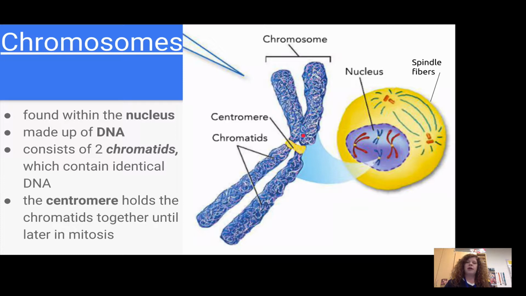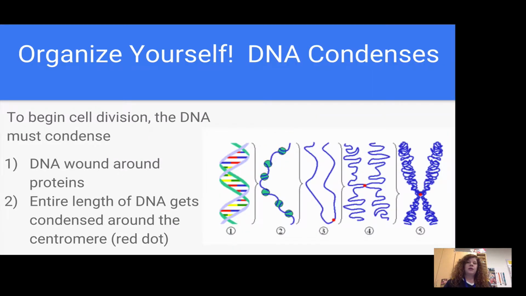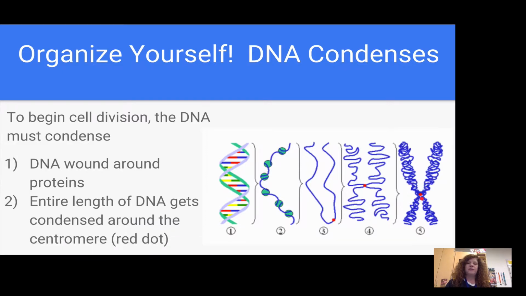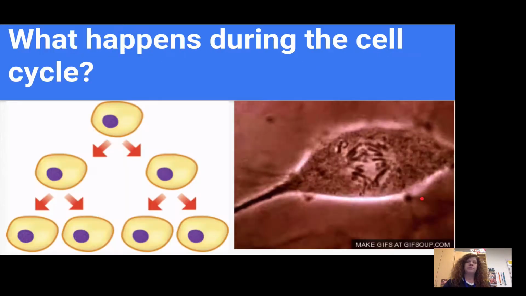Chromatids are held together during the process of mitosis, and then they split apart, but they're held together by something called a centromere. Right there's a centromere, and that holds the chromatids together until later in mitosis. So what happens? Well, to begin mitosis, the first thing that has to happen is the DNA has to condense. The DNA is wound around proteins, and then the entire length of the DNA gets condensed around that central dot here, or central centromere, which is the red dot there in the image.